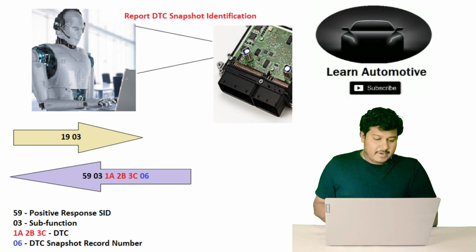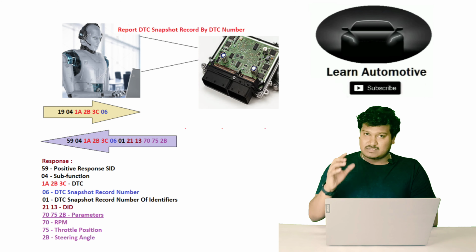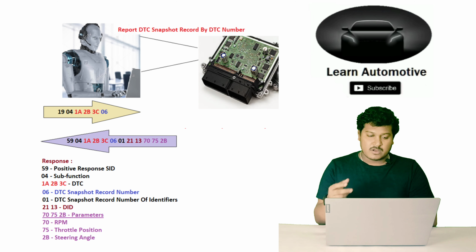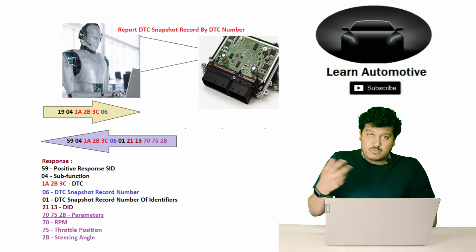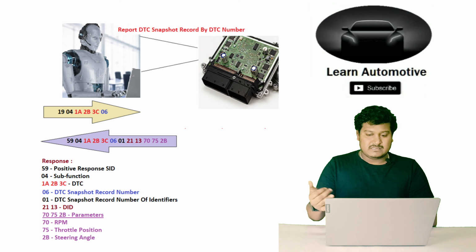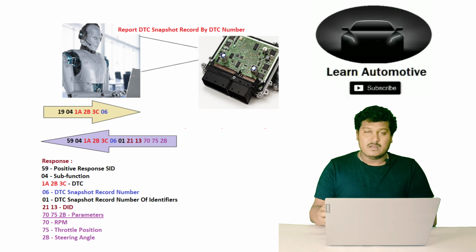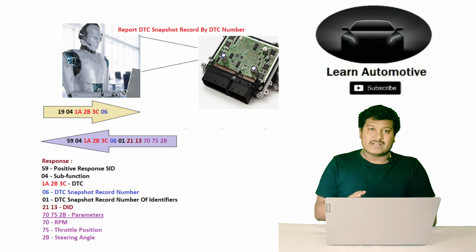Then coming to the second subfunction. So see, the first subfunction is just to give the DTC snapshot record number. So this particular output will be our input for the next subfunction. All right. So the next subfunction is report DTC snapshot record by DTC number. That means we are giving the input as a DTC, that is the DTC snapshot record number. We are giving it as an input, and we are getting the output as some parameters.